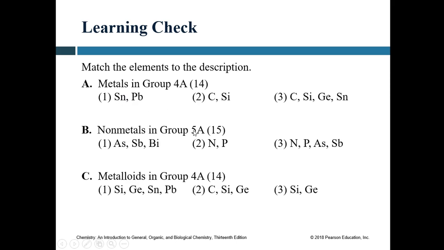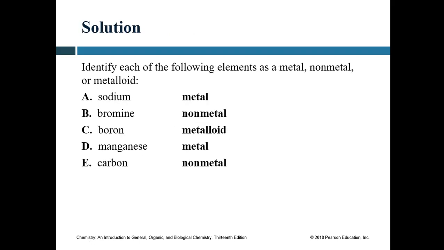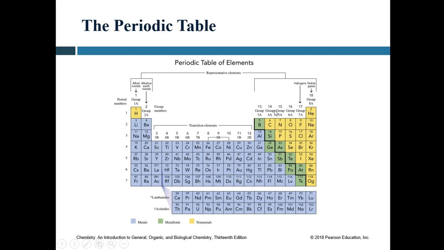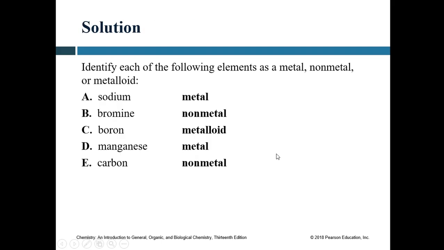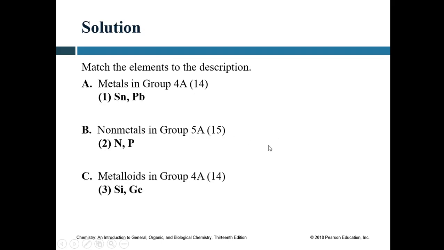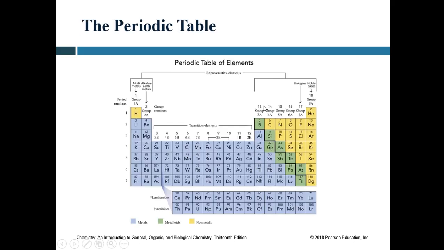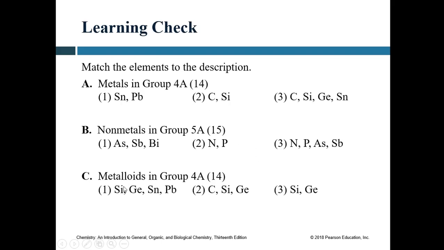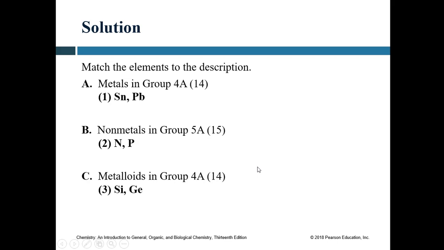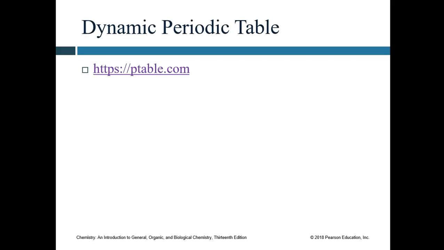And nonmetals in group 5A, let me go back here, 5A. Our nonmetals would be nitrogen and phosphorus. Okay, our metalloids in group 4A. Here's group 4A. The two metalloids are silicon and germanium, which is what we just said if you look at the learning check.